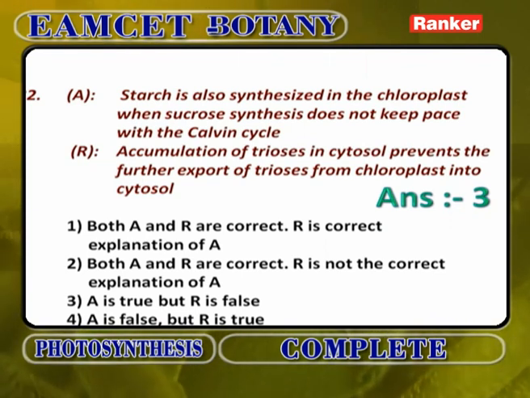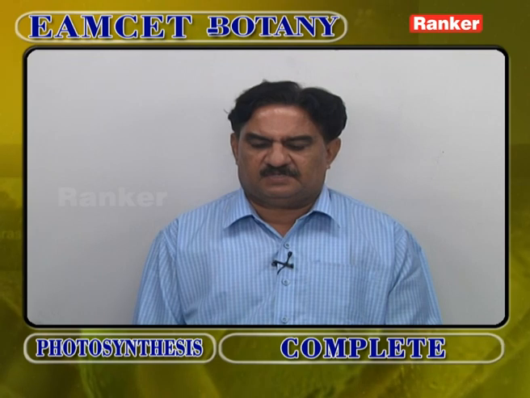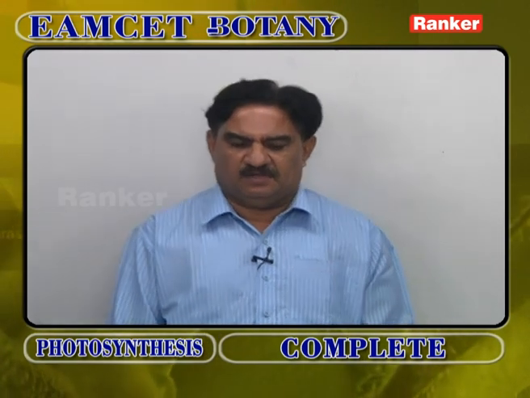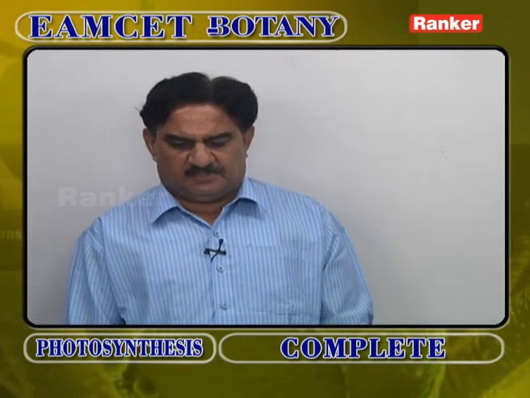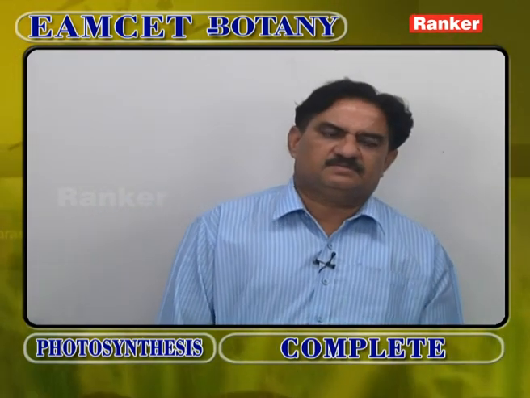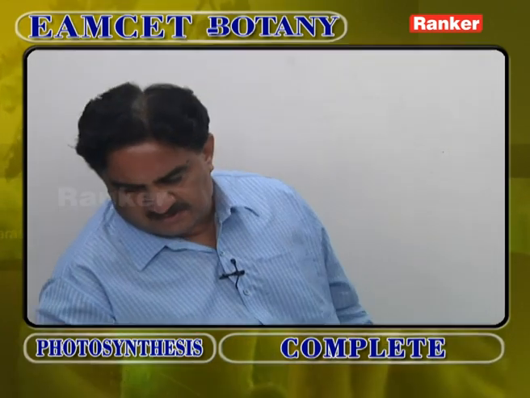This is an assertion reasoning. Starch is also synthesized in the chloroplast when sucrose synthesis does not keep pace in the Calvin cycle, which is correct. Accumulation of trioses in cytosol prevents the further export of trioses from chloroplast to cytosol is wrong. So A is correct, R is wrong. Third option.